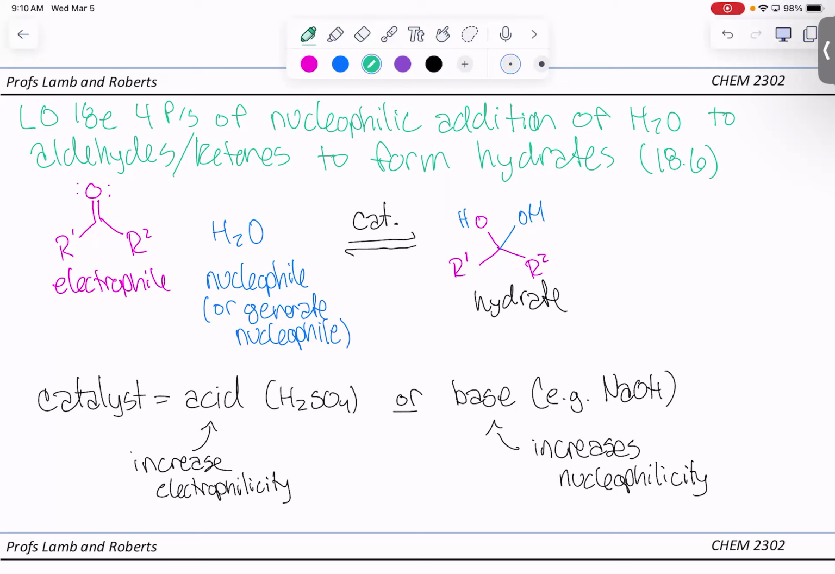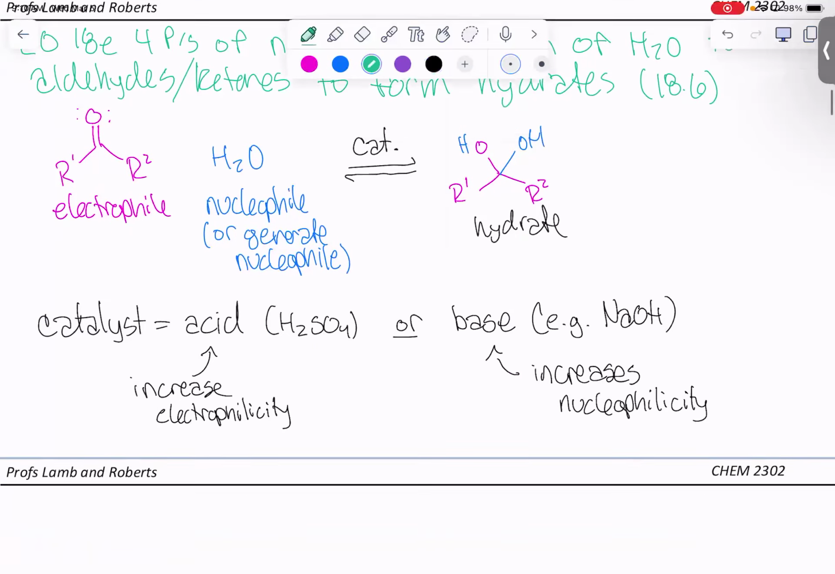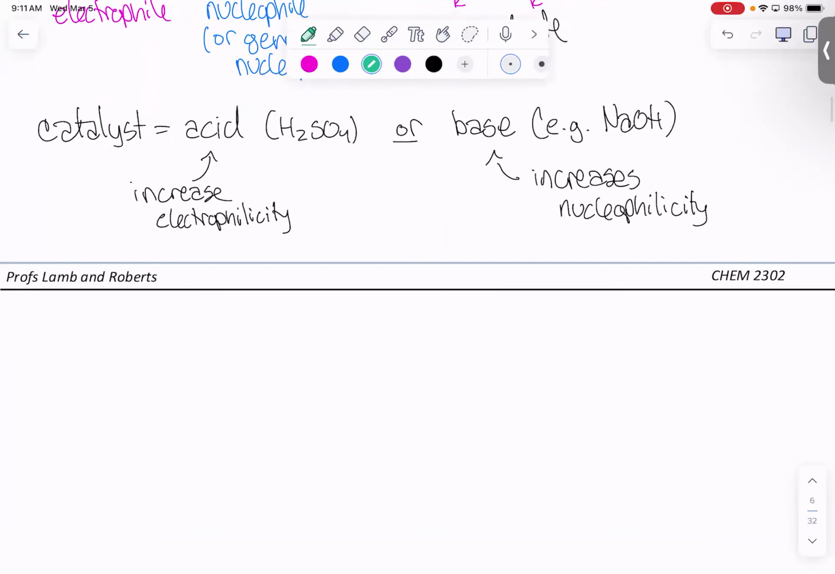All right, so we'll talk about the mechanism for both of these. This is the first time we're going to go through a mechanism that looks like this. We'll talk about the base catalyst first, because this is where we're making our stronger nucleophile. We should know intuitively that water is not a super strong nucleophile. I mean, we're drinking it all the time. If it was a really strong nucleophile, it would be very reactive in our bodies and we'd have a lot of problems.